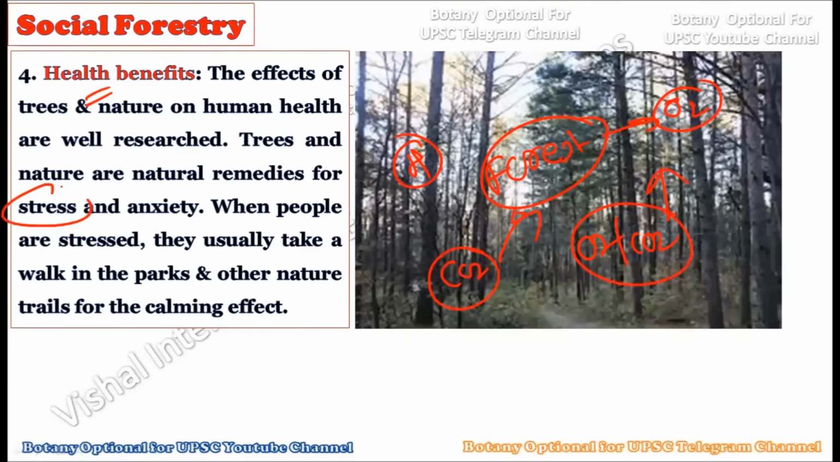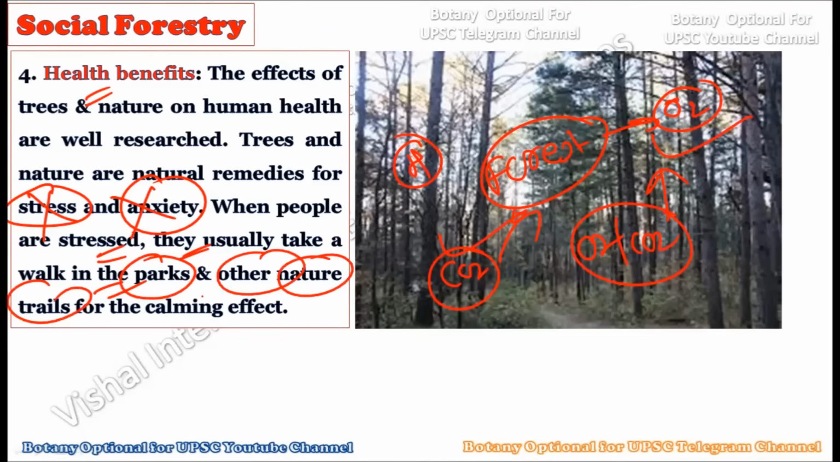much of the stress or anxiety which is created due to the non-availability of pure oxygen or the large quantity of CO2 within the atmosphere will literally be removed by social forestry. So basically, if you plant more trees, we will have fresh oxygen and less CO2, and this type of condition is very beneficial for heterotrophic animal life, including human beings. Now see, when people are stressed, they usually take a walk to the parks as well as to other nature trails for a calming effect.